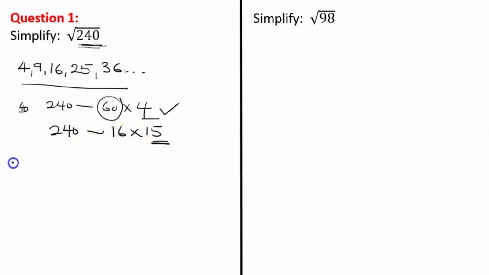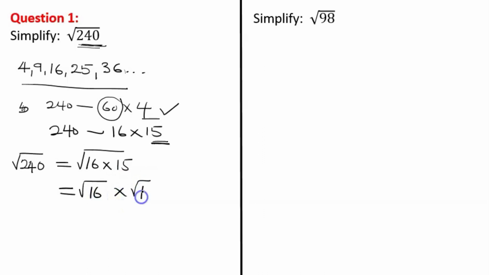So what do I do next? What to write now is, root 240 is simply the same thing as root 16 multiplied by 15. From our rule, we said that we can split it. So root 240 is the same as root 16 multiplied by root 15. When we do this, we have 4 multiplied by root 15, which is the same as 4 root 15. It will just stay outside this way.